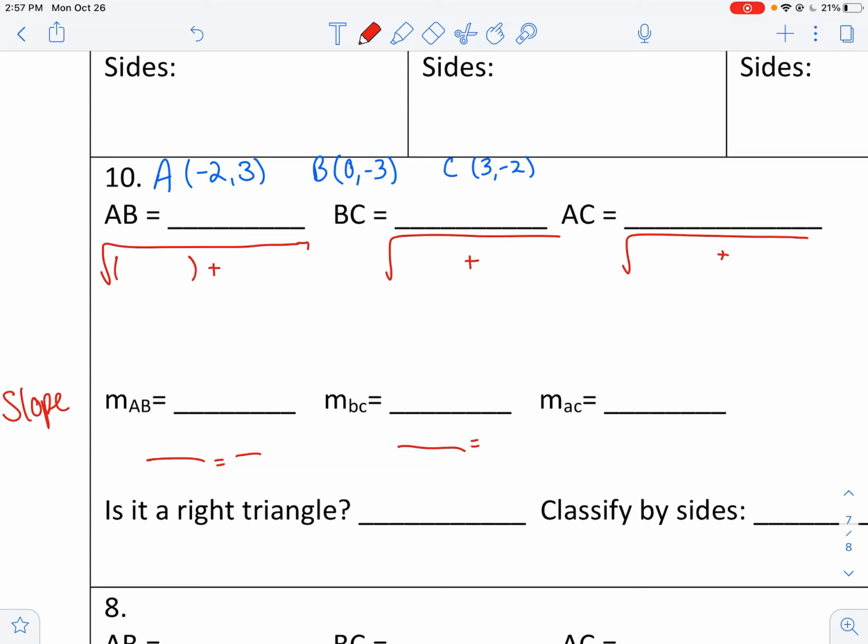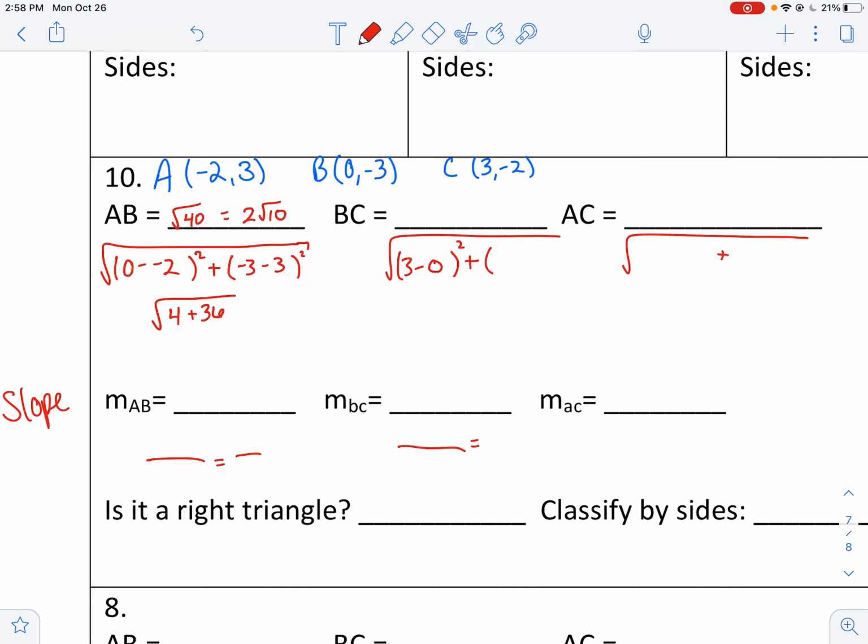That's x2 minus x1, so 0 minus negative 2 for AB, squared, plus y2 minus y1 squared, which would be negative 3 minus 3 squared. So that's the square root of 4 plus 36. That's the square root of 40, or 2 root 10.